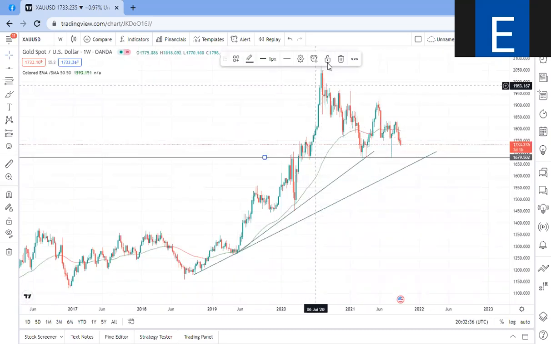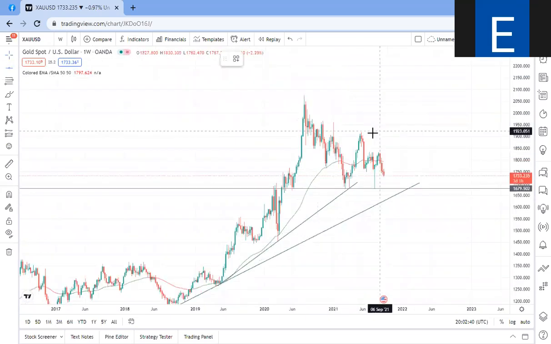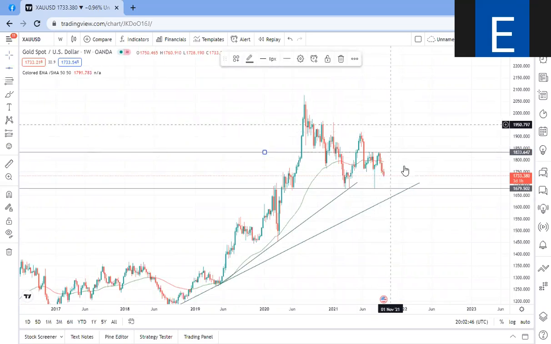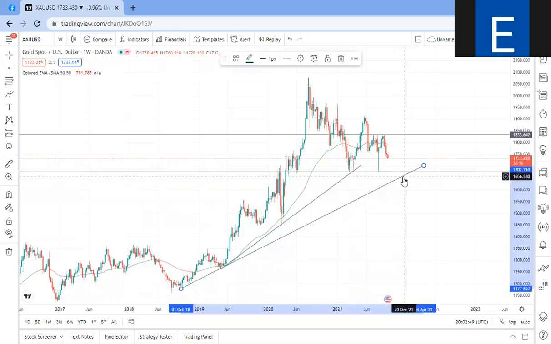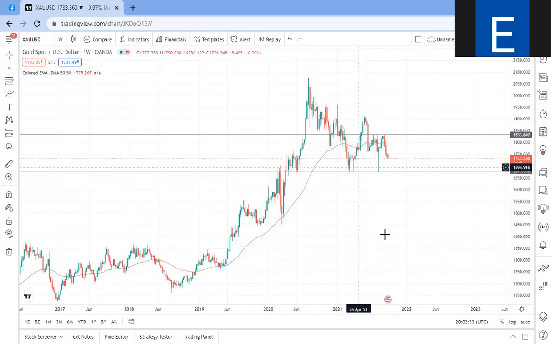Okay, sir. So let's mark up the support and resistance levels, the horizontal levels. I don't like too many lines on my chart because it's really distracting. So let me just remove all these lines. Let me remove this trend line.